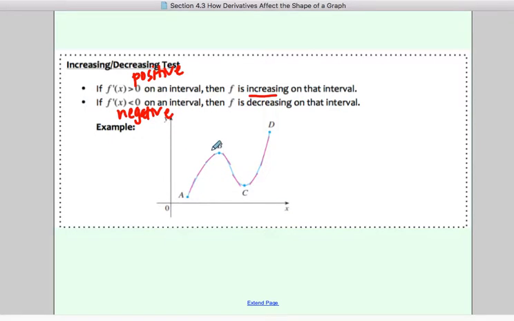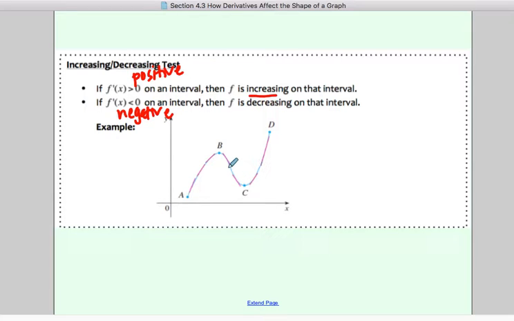So let's just look at it. From A to B, I would say we are increasing, okay? And if you look at all your tangent lines, the slopes of those tangent lines are positive. Okay, and then from B to C, you would notice that you're decreasing, but your tangent lines also have negative slope. Tangent lines are your derivatives. And then from C to D, we're increasing.